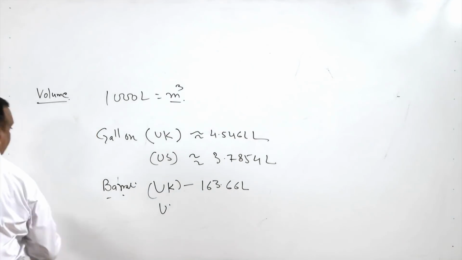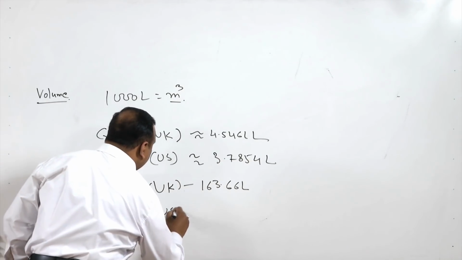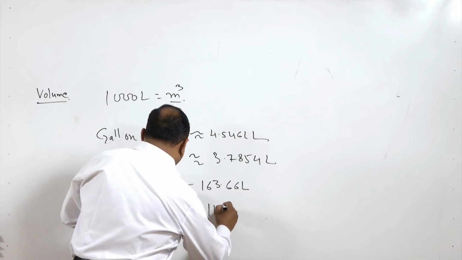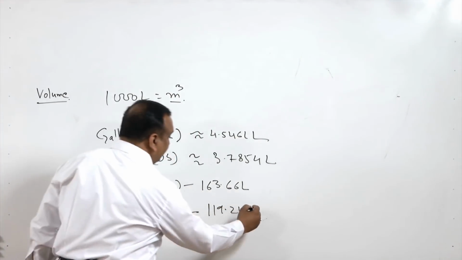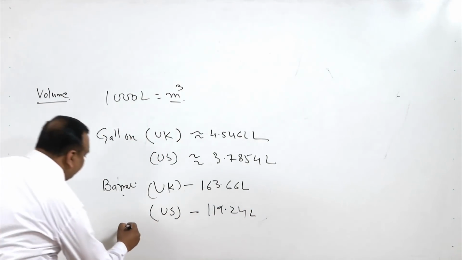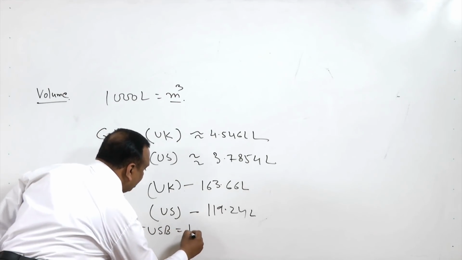And US barrel is 119.24 liters. There is another barrel which is known as oil barrel. So 0.75 US barrel is equal to 1 oil barrel.